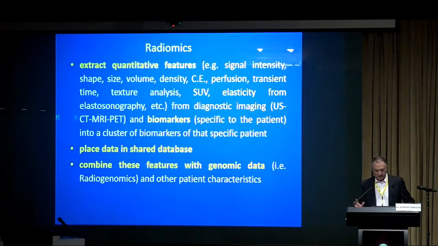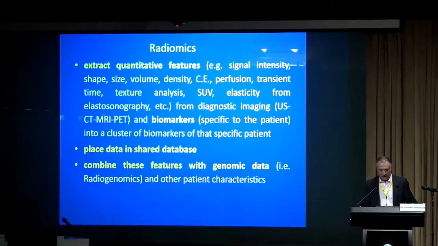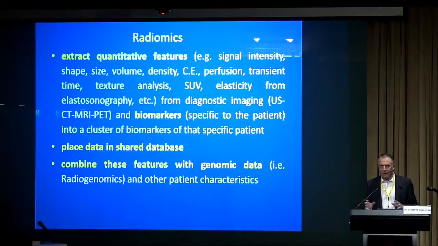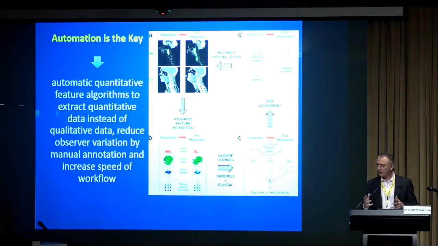So the aim of radiomics is to extract quantitative features, for instance, using our imaging techniques, so we can extrapolate signal intensity, shape, size, volume, density, contrast enhancement, perfusion, transit time, texture analysis, and so on, from all diagnostic imaging, ultrasound, CT, MRI, PET, and put together this information with biomarkers that are specific to the patient into a cluster of biomarkers of that specific patient. When we do this, we place this data in a big database and then combine the characteristics of that single patient with genomic data, hence the term radiogenomics, and other patient characteristics. So it's a modern aspect of how we can interpret modern medicine.